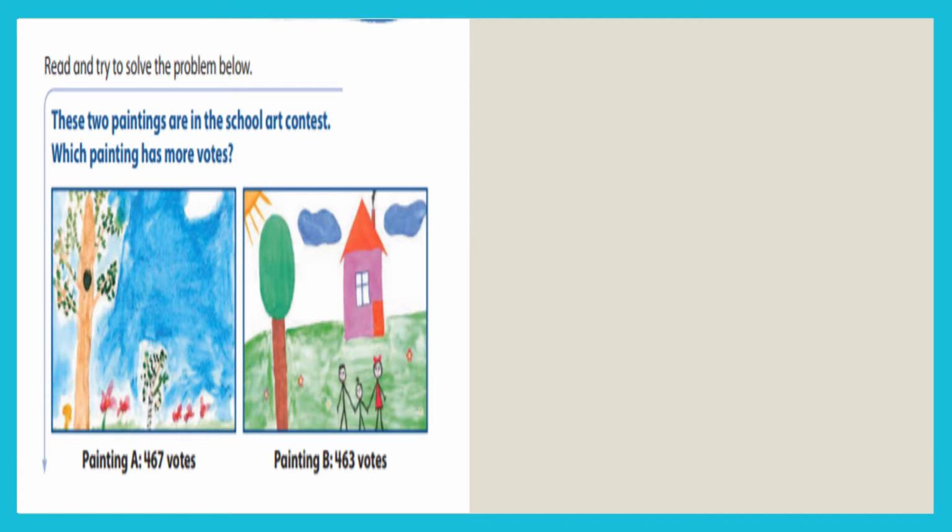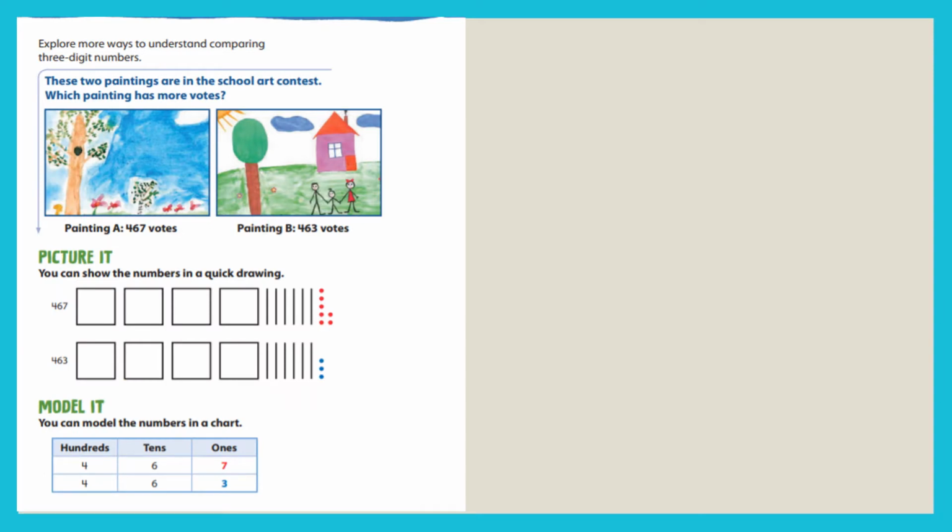Let's begin by reading and solving this problem. It says, these two paintings are in the school art contest. Which painting has more votes? Painting A has 467 votes, and painting B has 463 votes. To answer the question, which painting has more votes, painting A or painting B, we can picture it and we can model it. Picture it was by drawing the base 10 blocks.